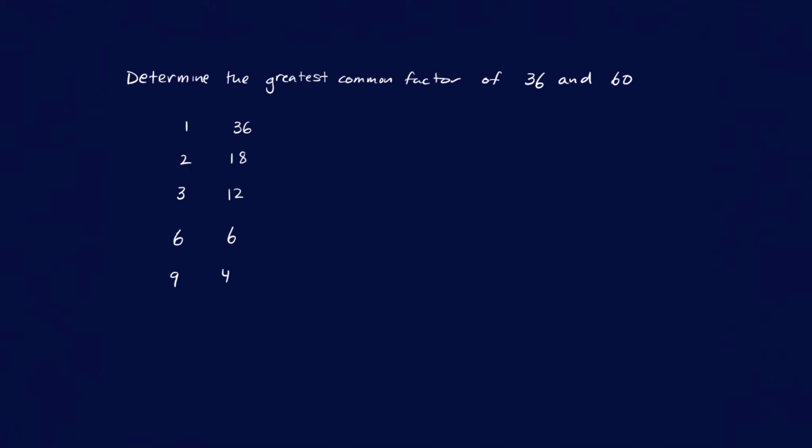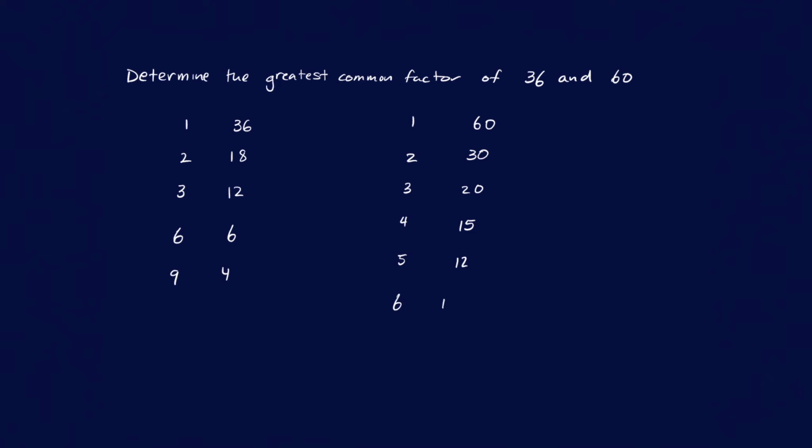And now let's write out the factors of 60. So we have 1 and 60, 2 and 30, 3 and 20, 4 and 15, 5 and 12, 6 and 10, 7 nothing, 8 nothing, 9 nothing. So these are the factors of 36 and 60 respectively.